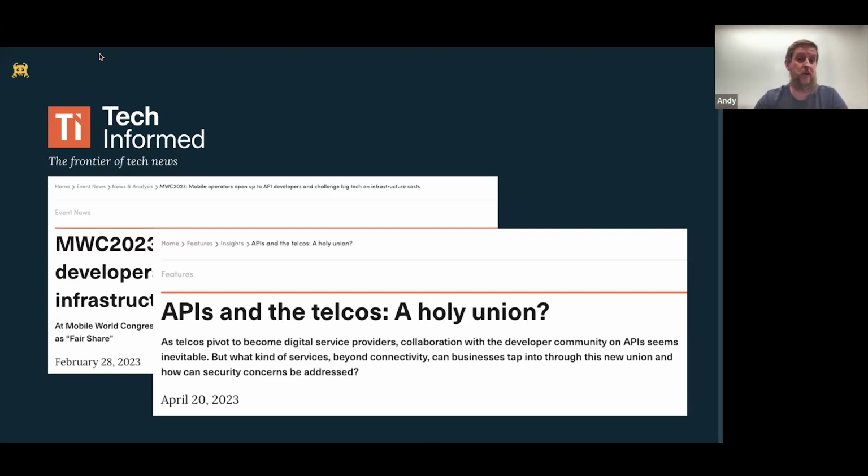So we're seeing telcos try and jump on the bandwagon and eat some of the pie that Twilio has had success with when it comes to making SMS accessible, or sending SMS over HTTP APIs.